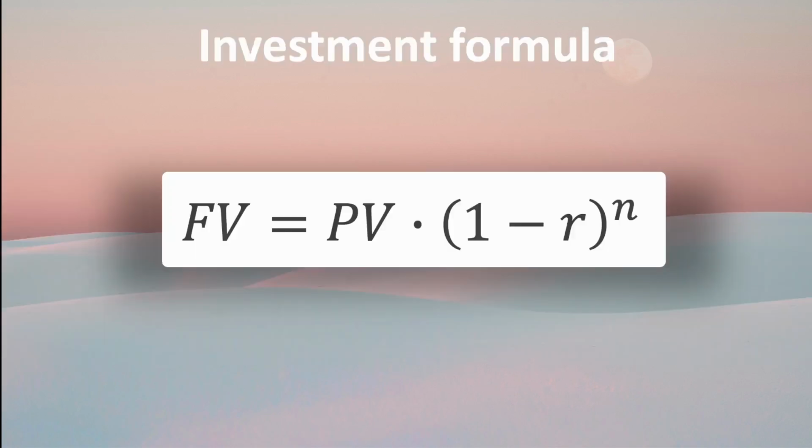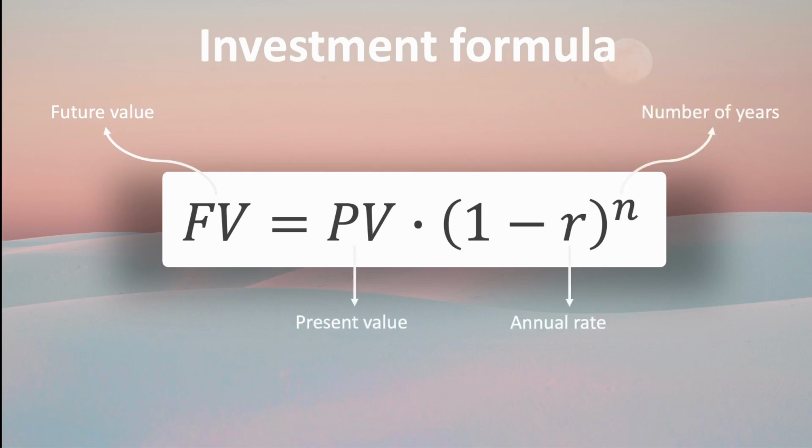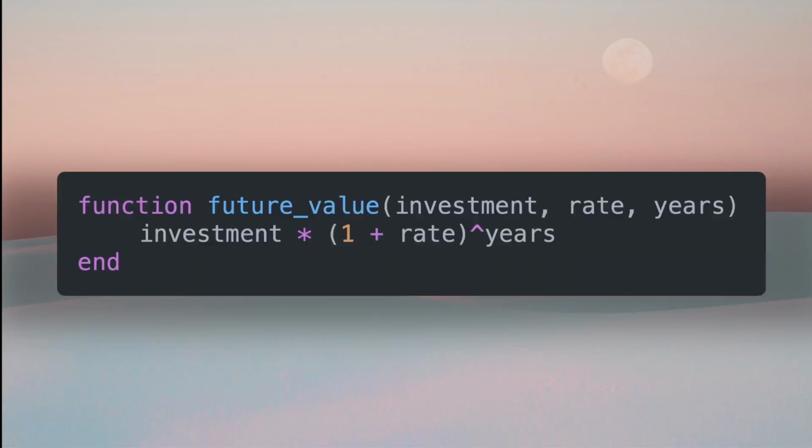So let's say we want to invest 10,000 euros on an account providing a 10% annual interest rate. And the question now is, how much will we get after 10 years? Well, we can simply compute it with the following formula. So what we want to compute is FV, the future value. And to compute it, we start with PV, the present value, an annual rate R, and the number of years N.